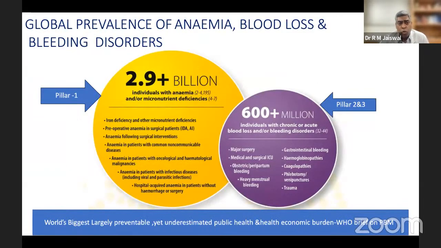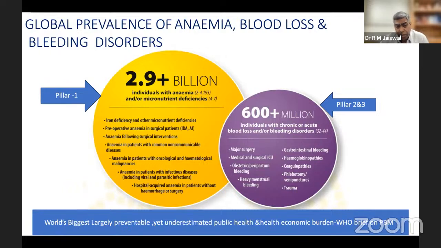As we know, the global prevalence of anemia, blood loss, and bleeding disorders, when I'm talking about pillar 1, which deals especially with iron deficiency anemia and its identification, 2.9 plus billion individuals with anemia are present, and we can easily correct it by giving iron therapy, or some kind of food supplementation.